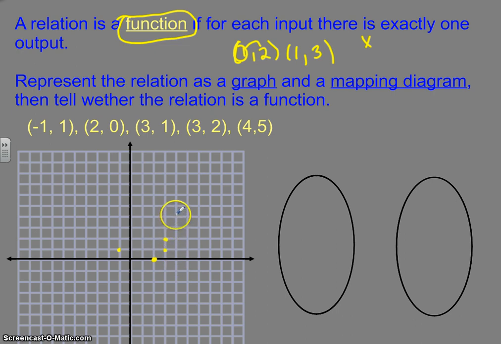2, 3, 4, 5. Okay. Now let's do it. I'll show you what a mapping diagram is. For a mapping diagram, you have two ovals. The first oval is x, the second oval is y. With the x, I'm going to put the x values in there in numerical order.